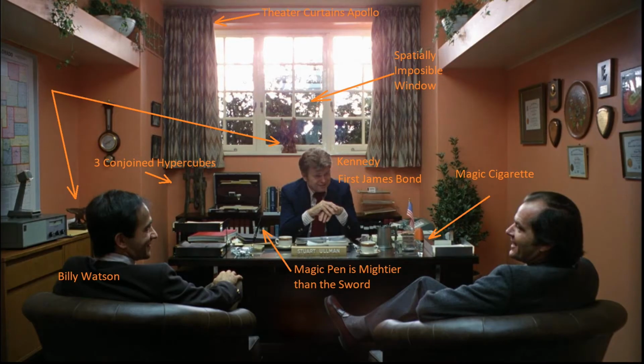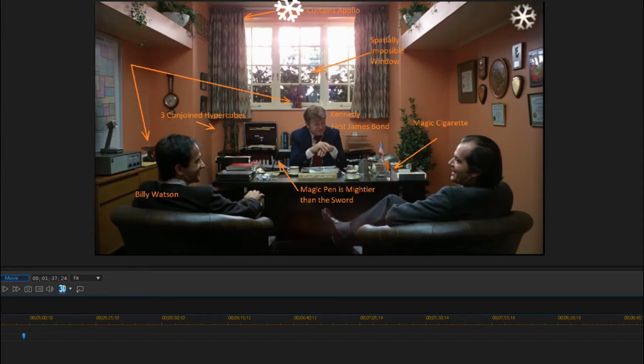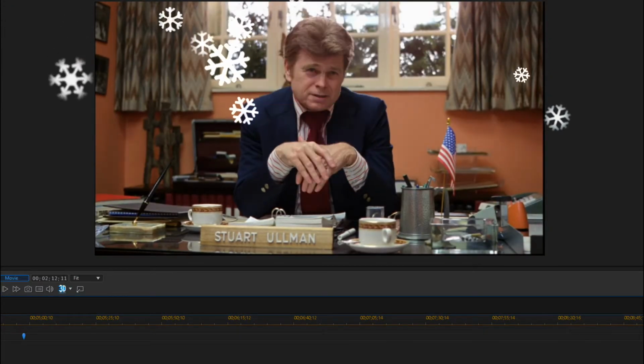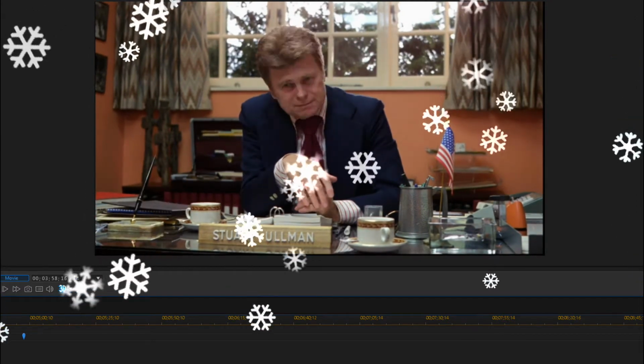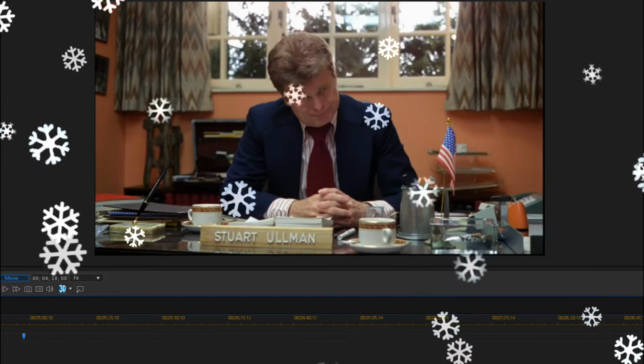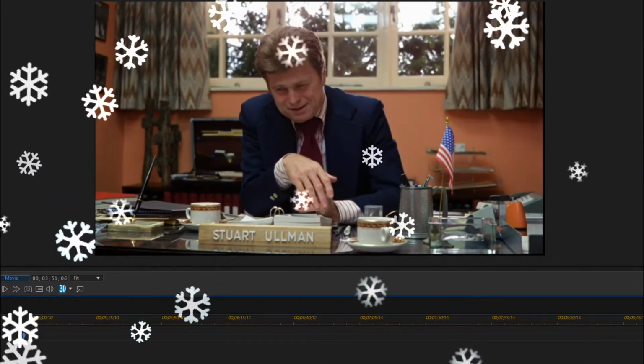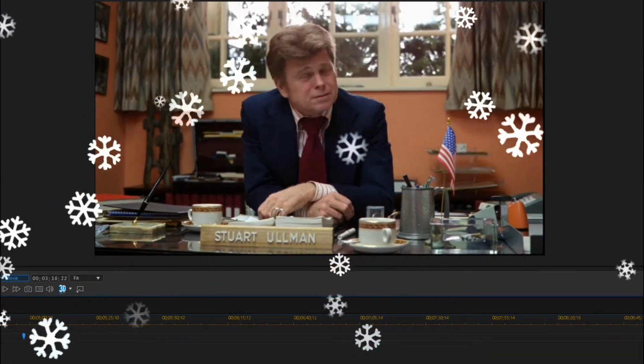What we're going to do here is look at this scene, and notice that there are various magic items that are moving on their own. During the shot, we're going to notice that Kennedy, or Barry Nelson, has the theater curtains and the spatially impossible window, and there's a model of 3 conjoined hypercubes, and the pen to his left keeps moving, pointing to them. The 2 pens right by his hand keep moving, and the cigarette in the ashtray keeps appearing and disappearing as if it's magic.